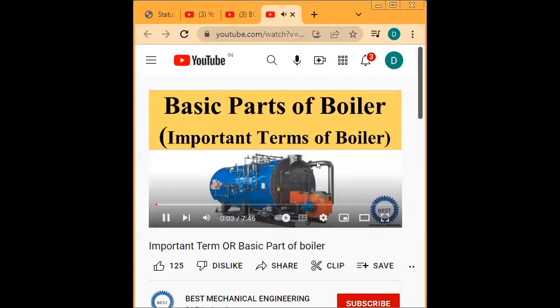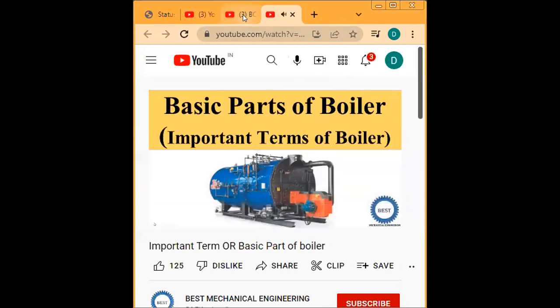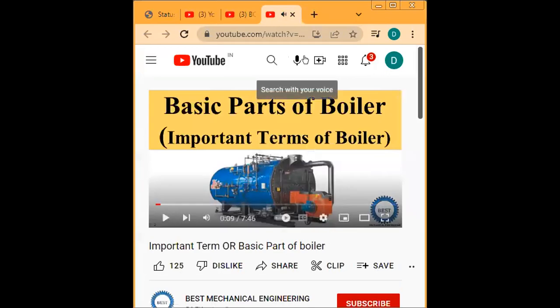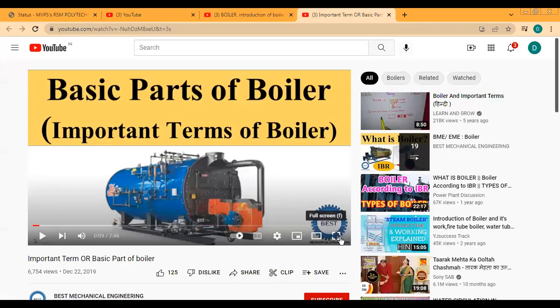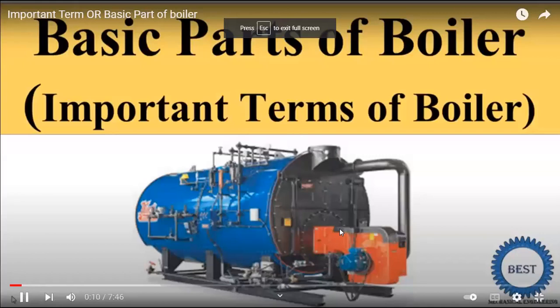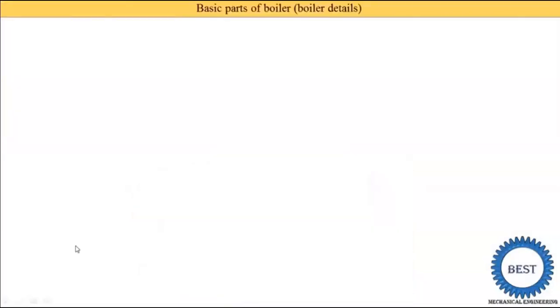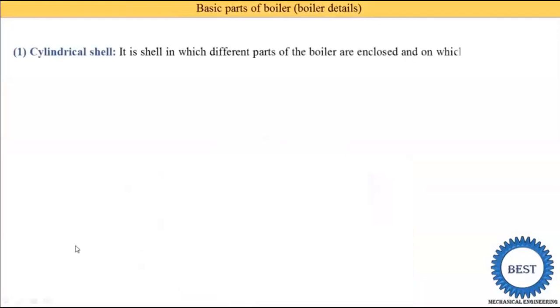of a boiler, and these parts are important terms of a boiler because these parts are used in every type of boiler. So generally there are 10 to 11 parts that are used in every type of boiler. The first part is the cylindrical shell. It is a shell in which different parts are.